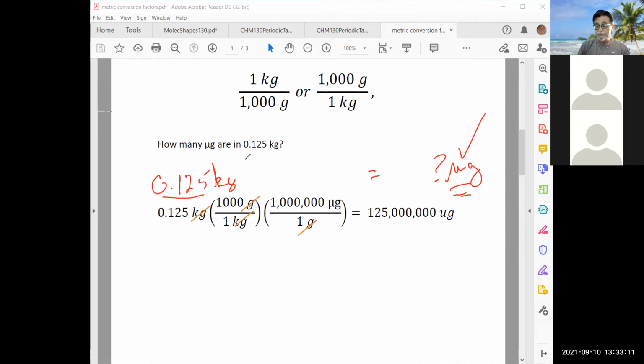All right, so my first setup, obviously, I need a setup that will cancel kilograms. So I need something that cancels kilograms, and I know from the table higher up in the page that there are 1,000 grams in 1 kilogram. And so when I set that up with kilograms in the denominator, at this point in time, when that first conversion factor, I have units of grams, but I can't stop because I need to go to micrograms.